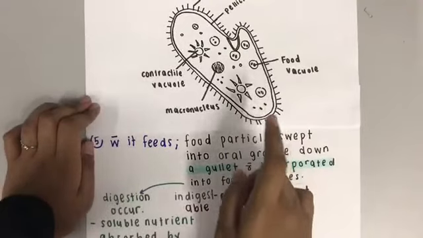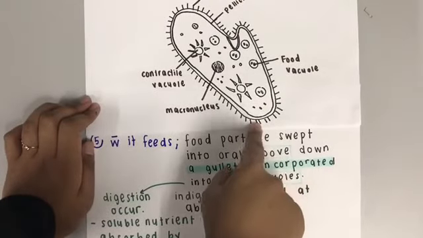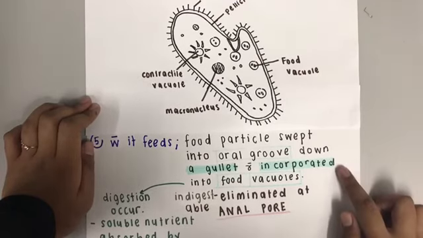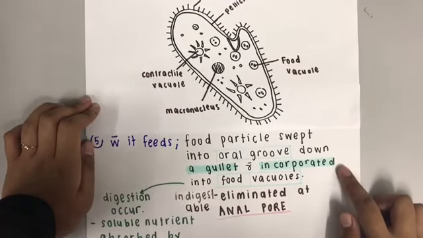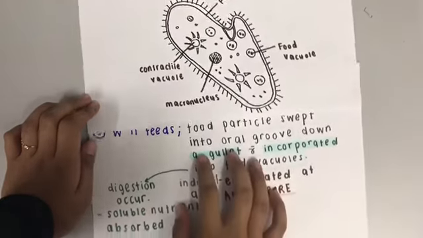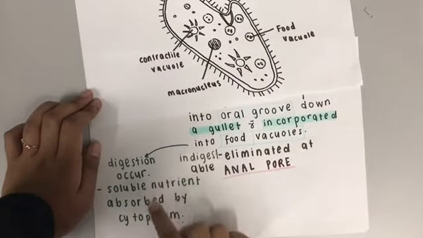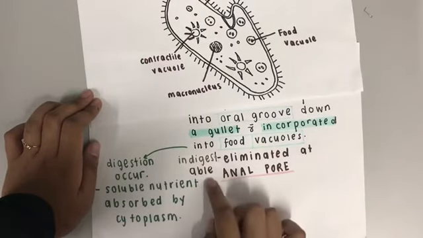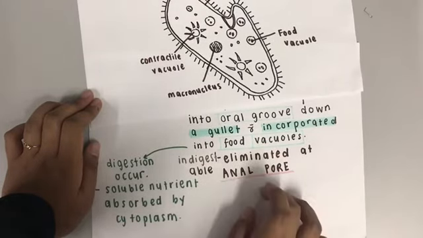The next characteristic of paramecium is when it feeds, the food particle will be swept into the oral groove, down a gullet and incorporated into a food vacuole. This is the food vacuole, and when this happens, digestion will occur, where the soluble nutrients will be absorbed by the cytoplasm and the indigestible material will be eliminated at the anal pore.